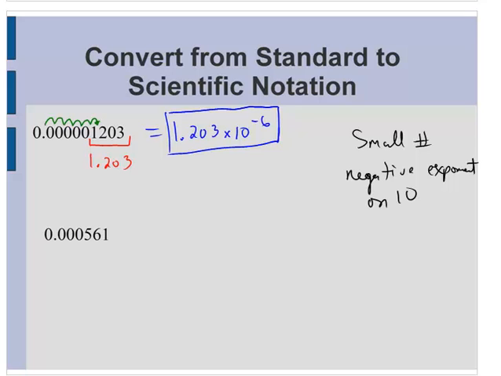All right, why don't you try the other one on your own? The number between 1 and 10 that's present here is 5.61. To get to there, I'd have to move the decimal 1, 2, 3, 4 places, and this is a small number, so I would have 5.61 times 10 to the negative fourth power.